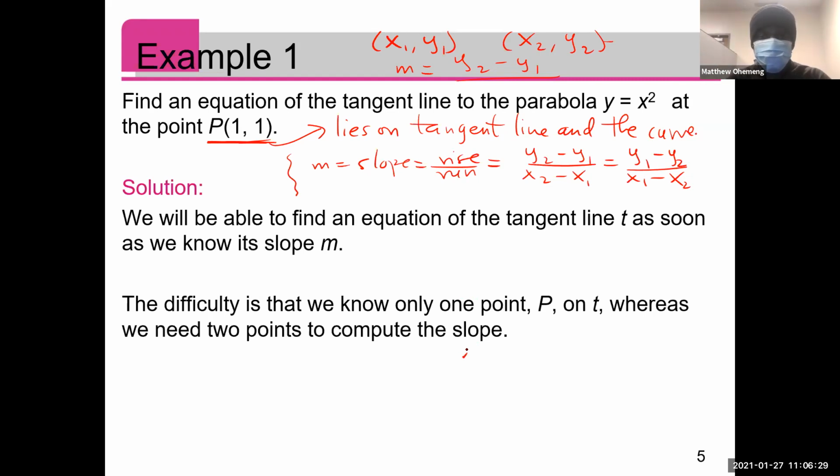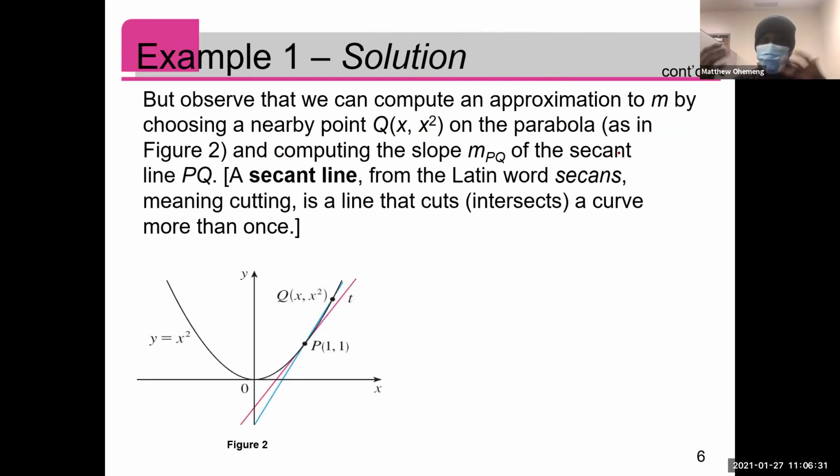Okay, so that's it on the slide. So we know we are stuck, right? We need 2 points to be able to compute the slope, and we have only 1 point for the tangent line. So what do we do? Well, we introduce this idea of secant lines. So what is a secant line?